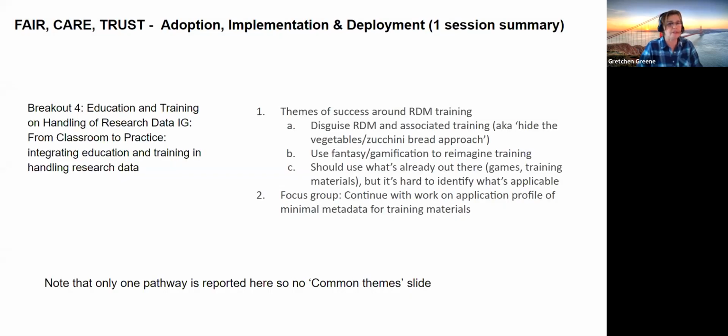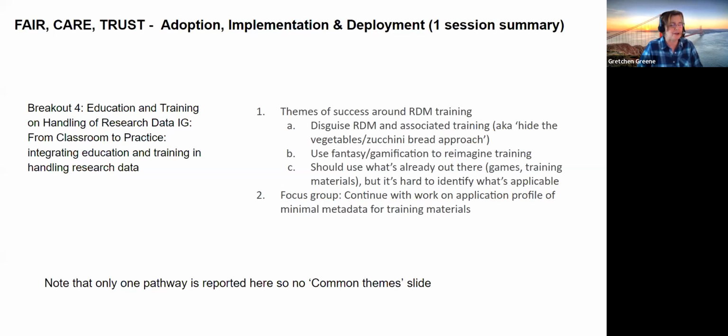Okay, but for this particular summary, for the breakout for education and training and handling of research data, going from the classroom to practice, integrating education and training and handling of research data. There were a lot of themes about creative ideas for how you do this kind of education and training. And the analogy was given like the hiding the vegetables in the zucchini bread approach.